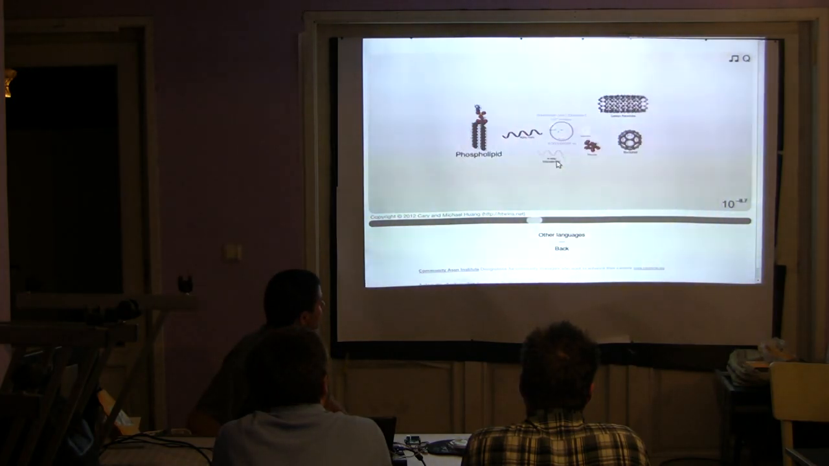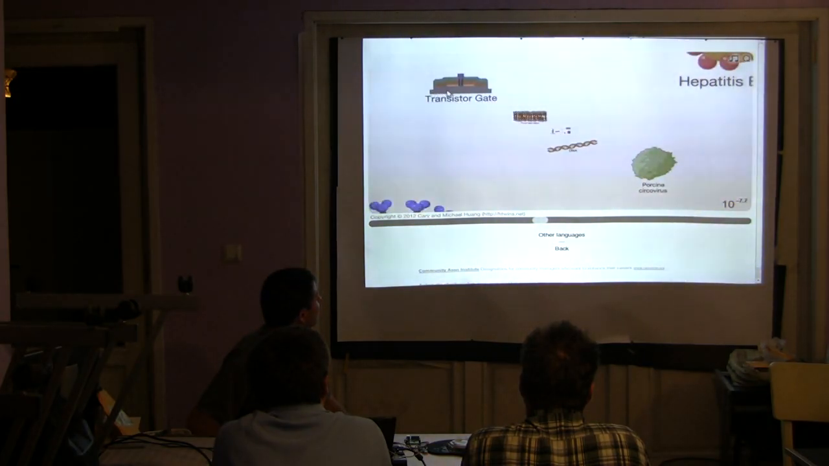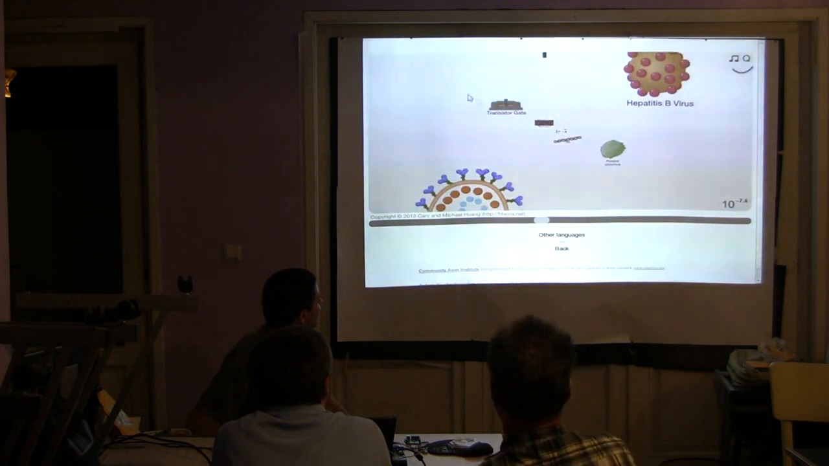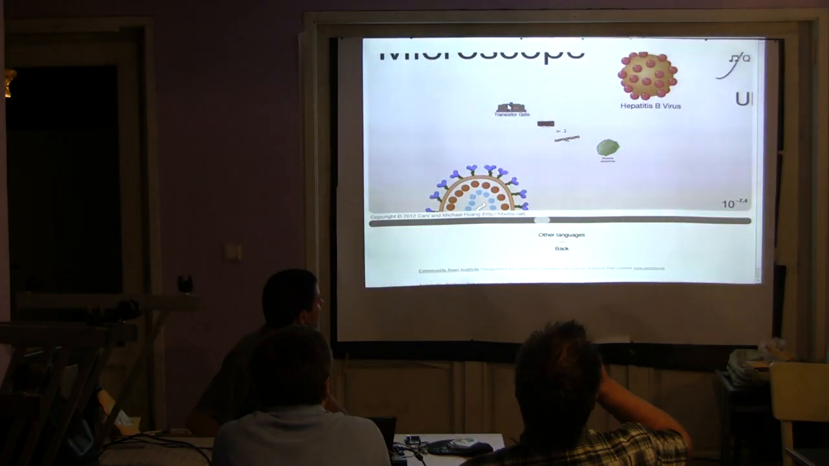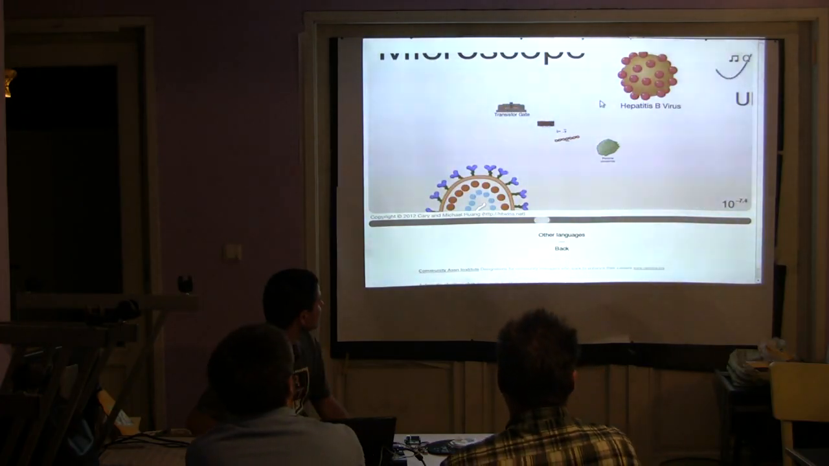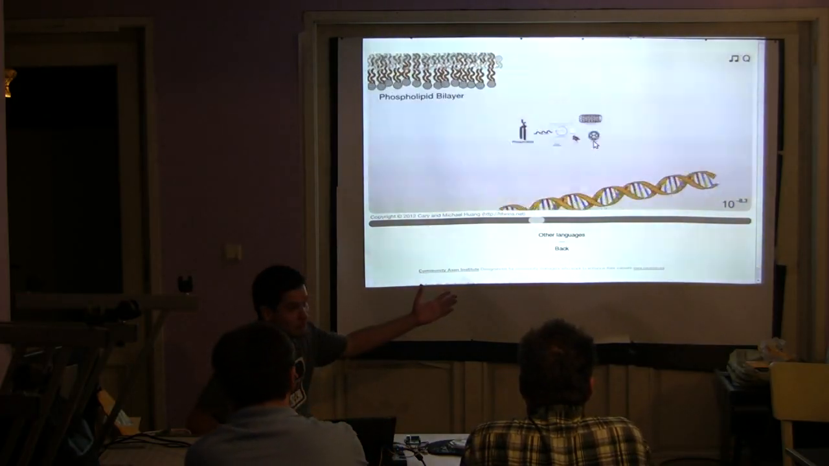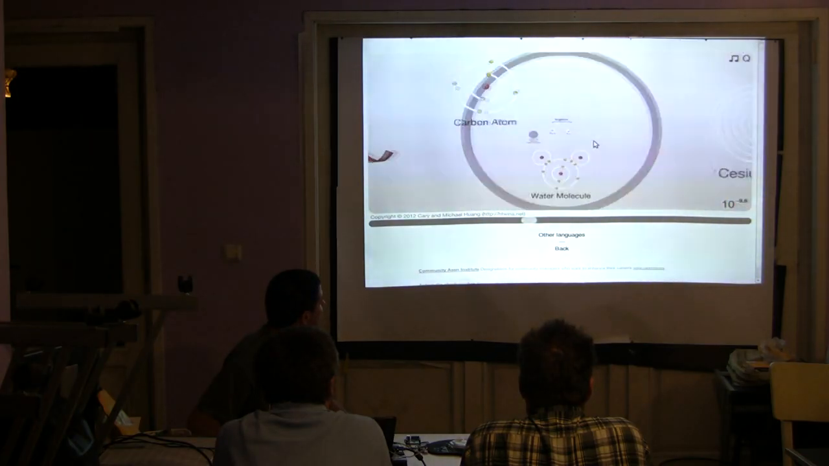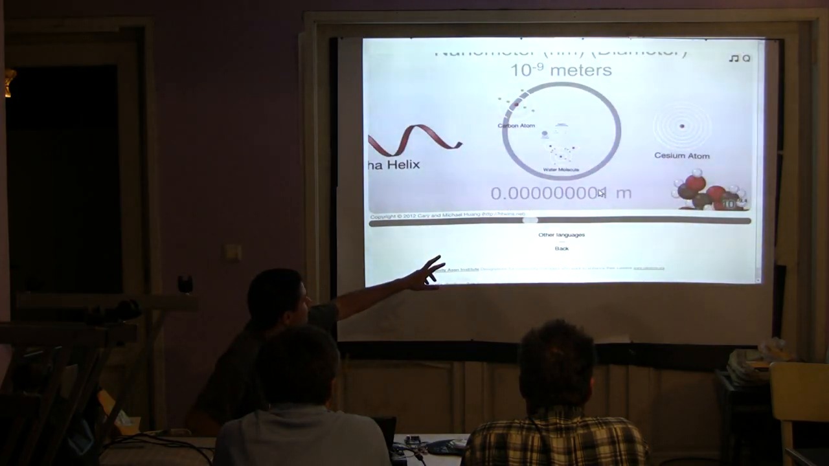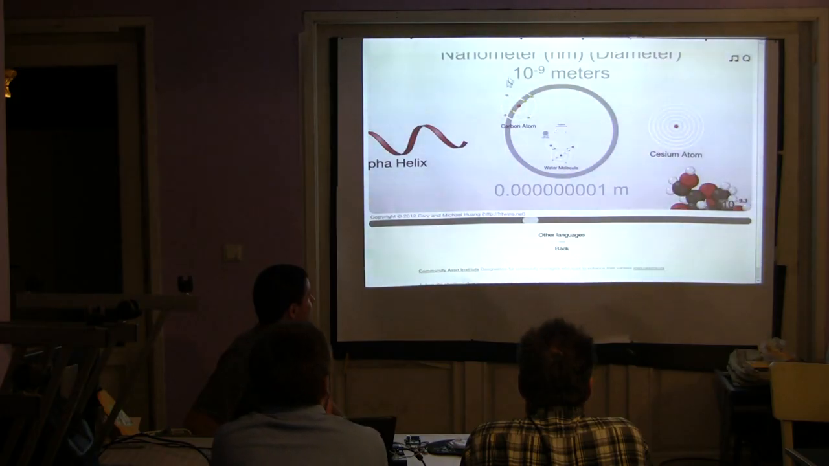Where was the transistor gate? Yes, so here we are. Viruses. We don't like them. But let's see where we can get. At the end, nanometers, carbon atoms. So we'll start from here next time, the physics and the structure of the atom.